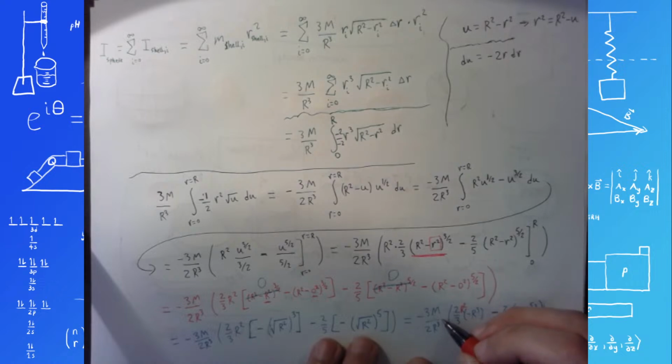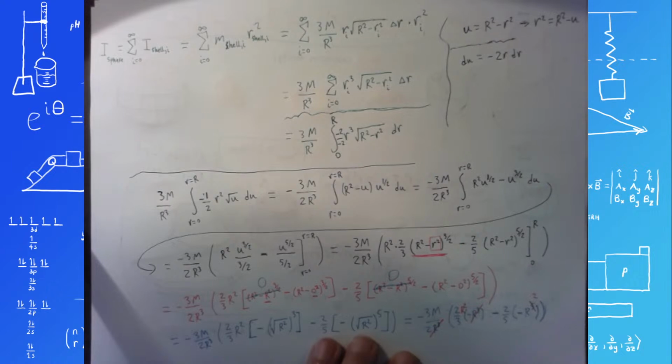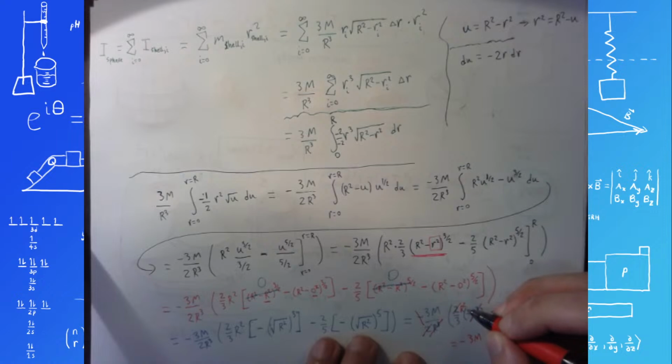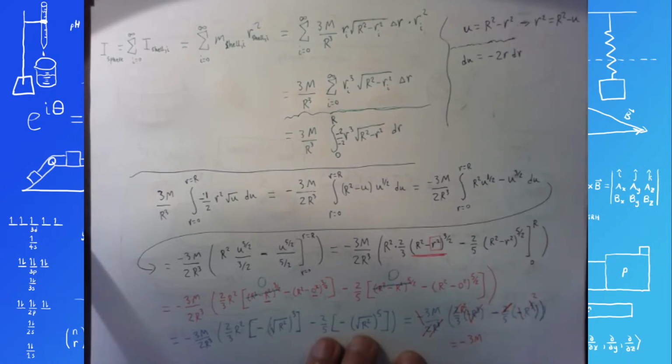Okay, so if I distribute this R cubed in the denominator, then this is gone, and this r to the fifth reduces to r squared. And if I distribute the 2 in the denominator, then this 2 cancels out with these 2's. So I'm left with negative 3m. Oh, and if I distribute the negative, come to think of it, this negative cancels with that negative and that negative. So that's the negative taken care of.